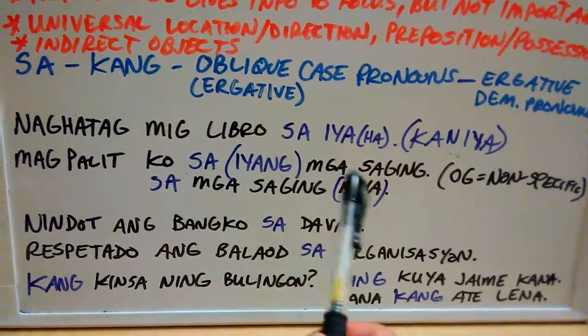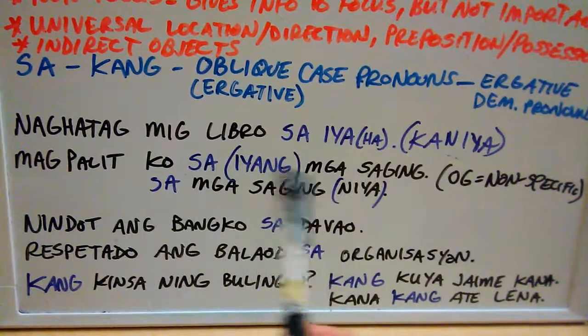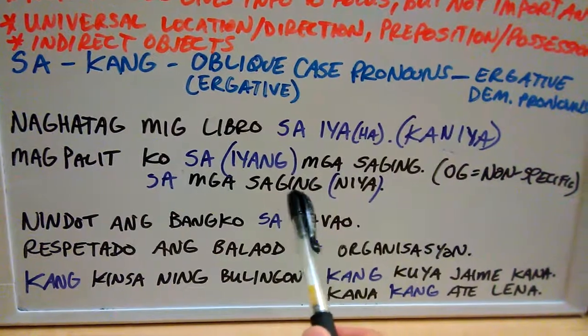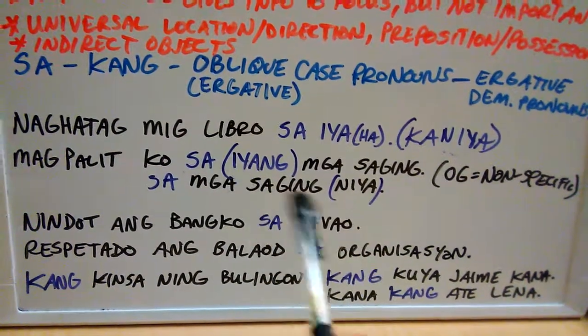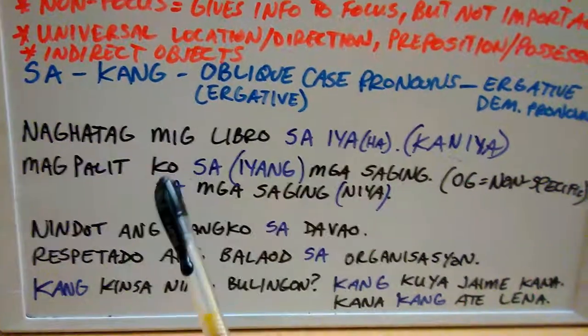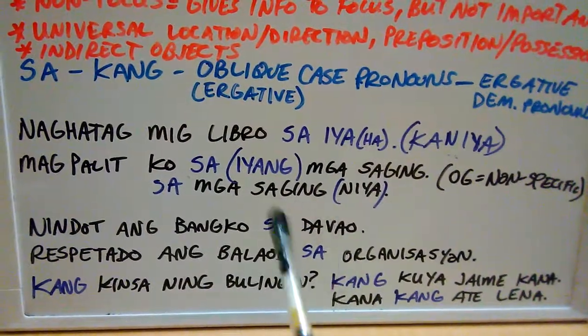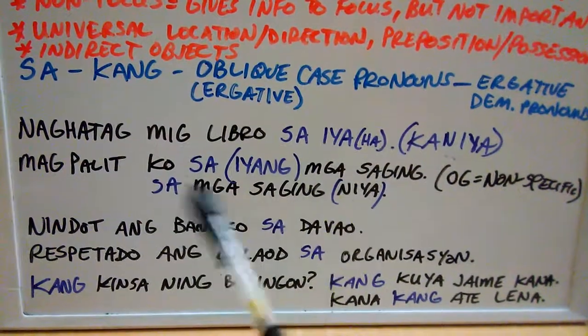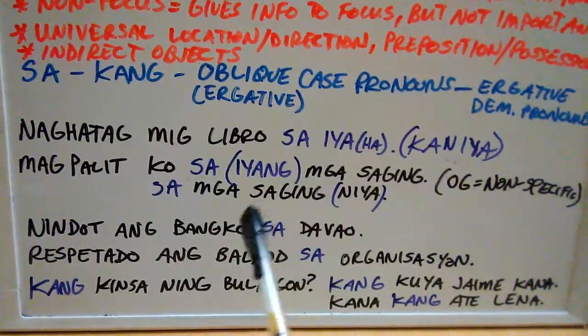And word order syntax is flexible as long as it's marked. Magpalit ko sa mga saging niya. Alright, sa mga saging. Magpalit ko sa mga saging niya. As long as it's marked, you can flip the word order, it's okay. But verb subject object maintains it in a good conversational flow. Except as long as you can mix it around and mark it, it's fine.